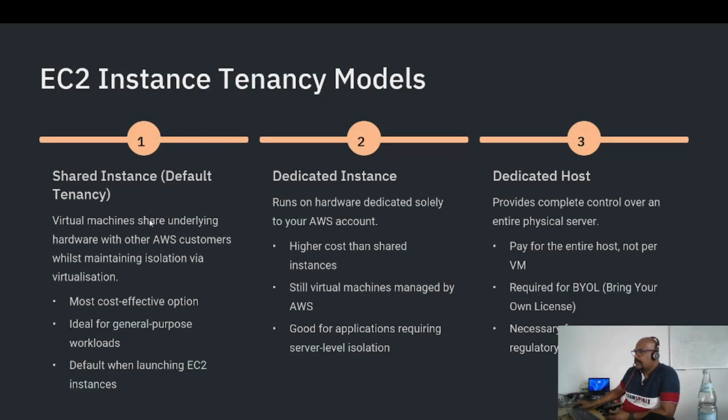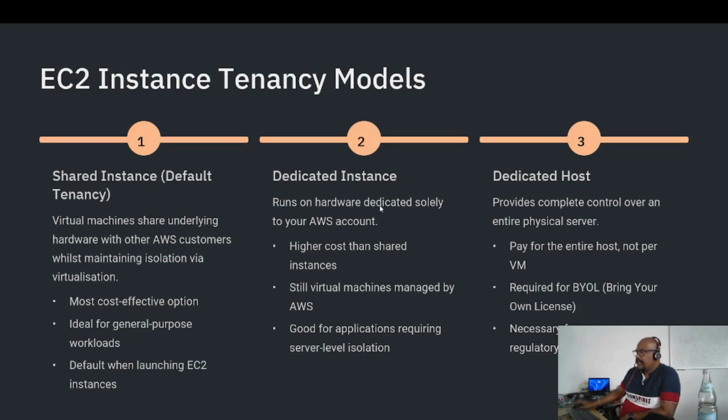physical layer. It means AWS is maintaining this physical hardware, so several customers can launch their instances on a single physical hardware. That is a shared instance.